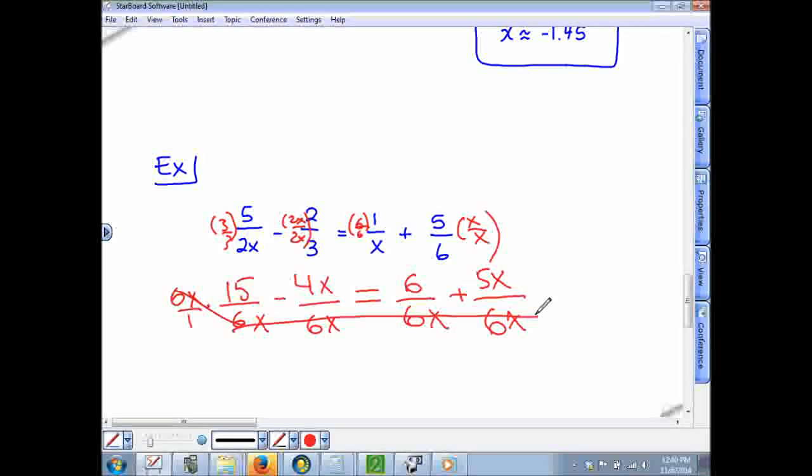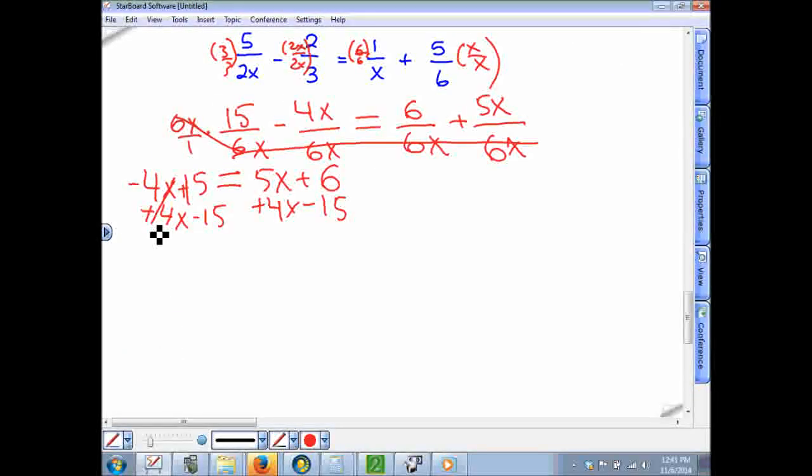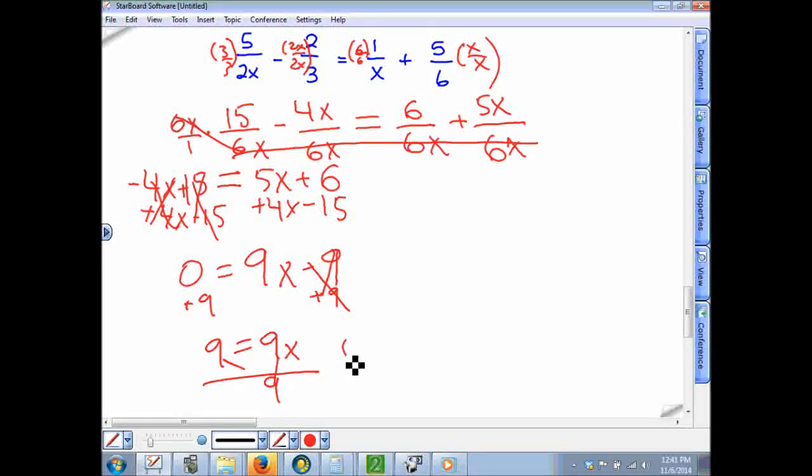You multiply everything by 6. So negative 4x plus 15 equals 5x plus 6. You guys are starting to lose it. Focus. Add 4x. Scoot it down. There you go. Nine equals 9x. Okay. X equals 1.